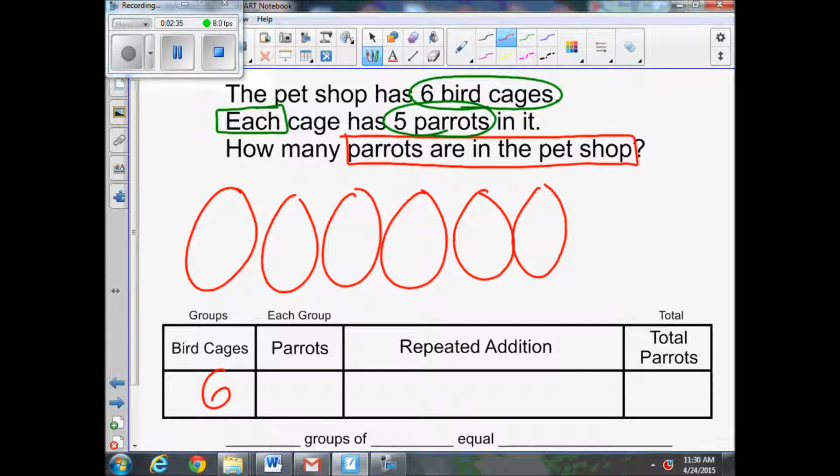Who can tell us now that we have our 6 bird cages, we have our groups, and we know our groups are these 6 bird cages, who can come tell us what's going to happen next? Nice and loud, please. The next thing we're going to do is there's 5 parrots, so I'm going to put 5 parrots in each one of the bird cages. Very good.